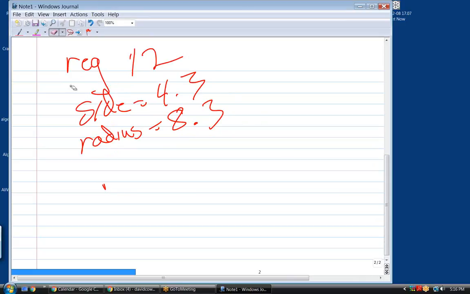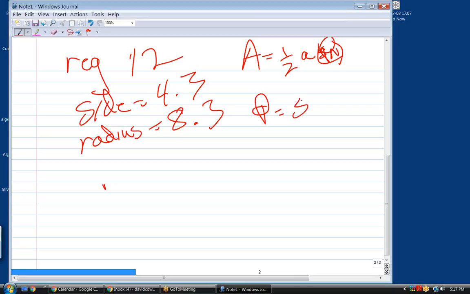So, remember our formula. Area equals 1/2 apothem, and in this case, I'm going to call Sn the perimeter, because we can get the perimeter pretty easily. What's my perimeter? 4.3 times 12. 51.6. So now all I have to do is figure out the apothem.